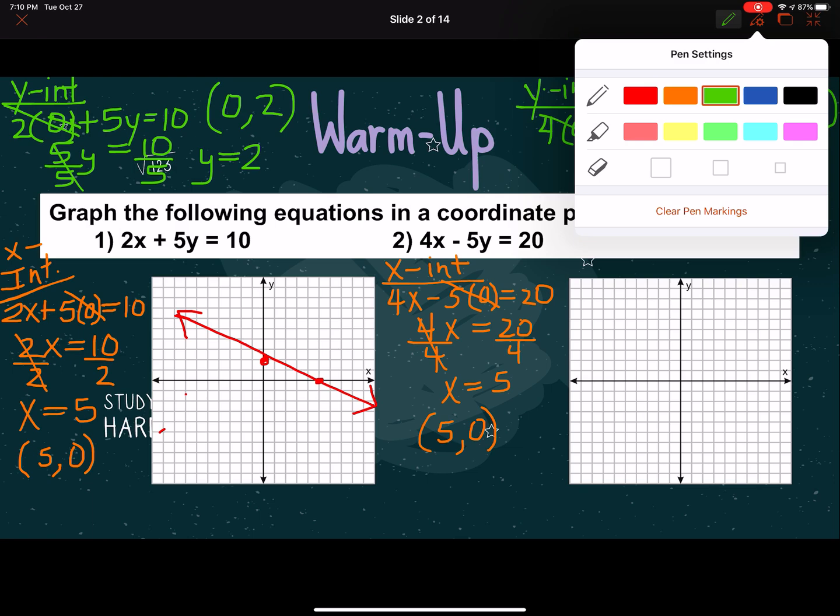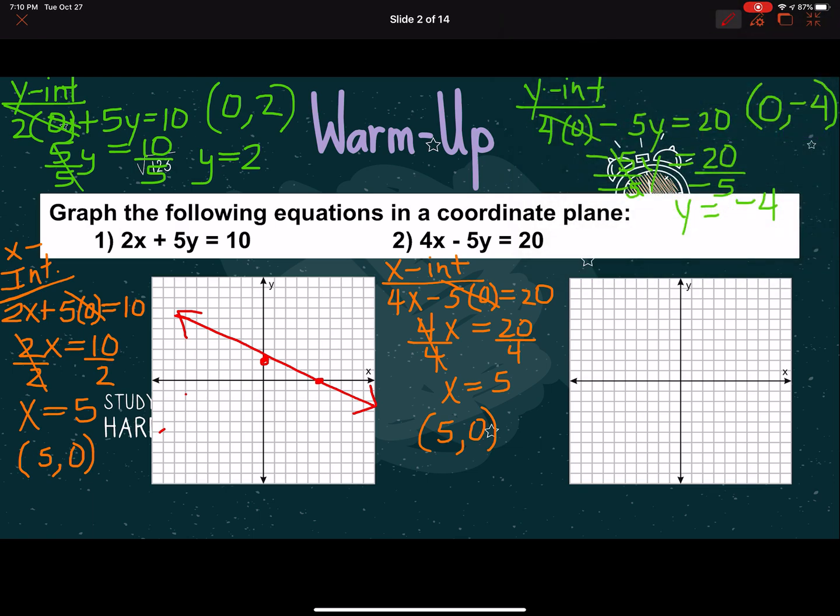Now I'm going to place my y and my x-intercept on my graph. So my x-intercept is at 5, 0. And my y-intercept is at 0, negative 4. Okay, now I'm going to connect those and put arrows at both ends there. And I've graphed both of these standard form equations with my x and y intercepts.